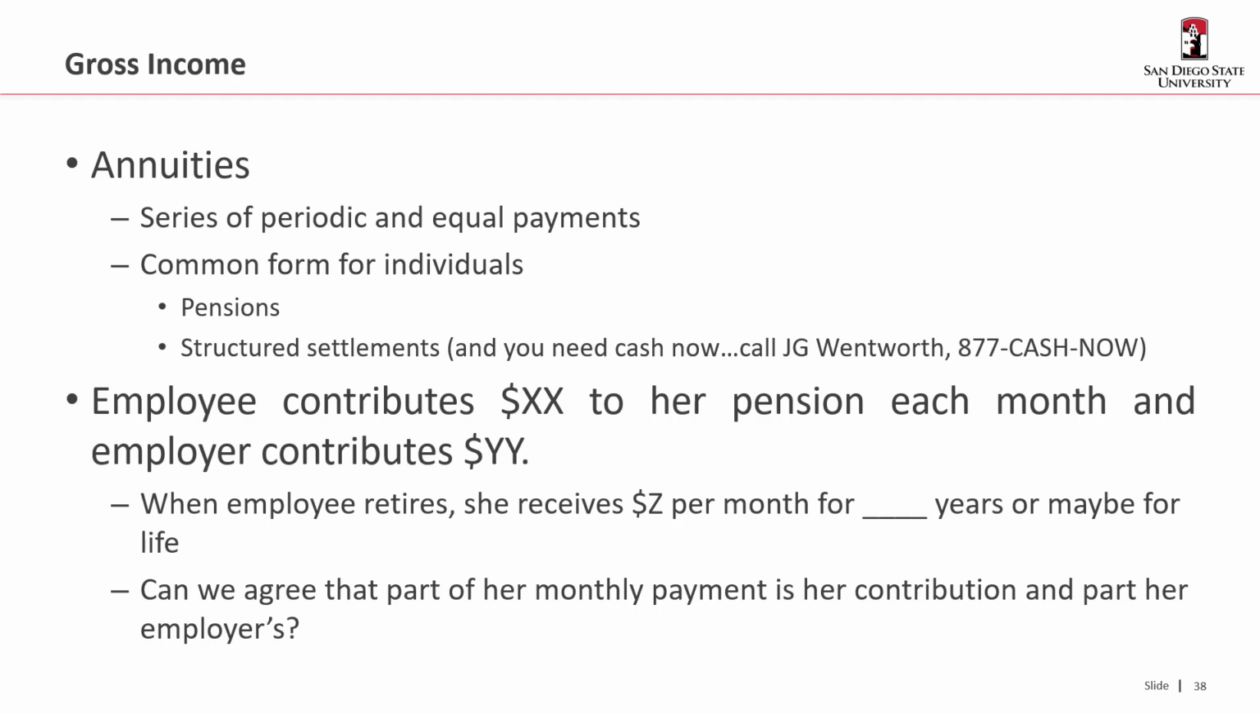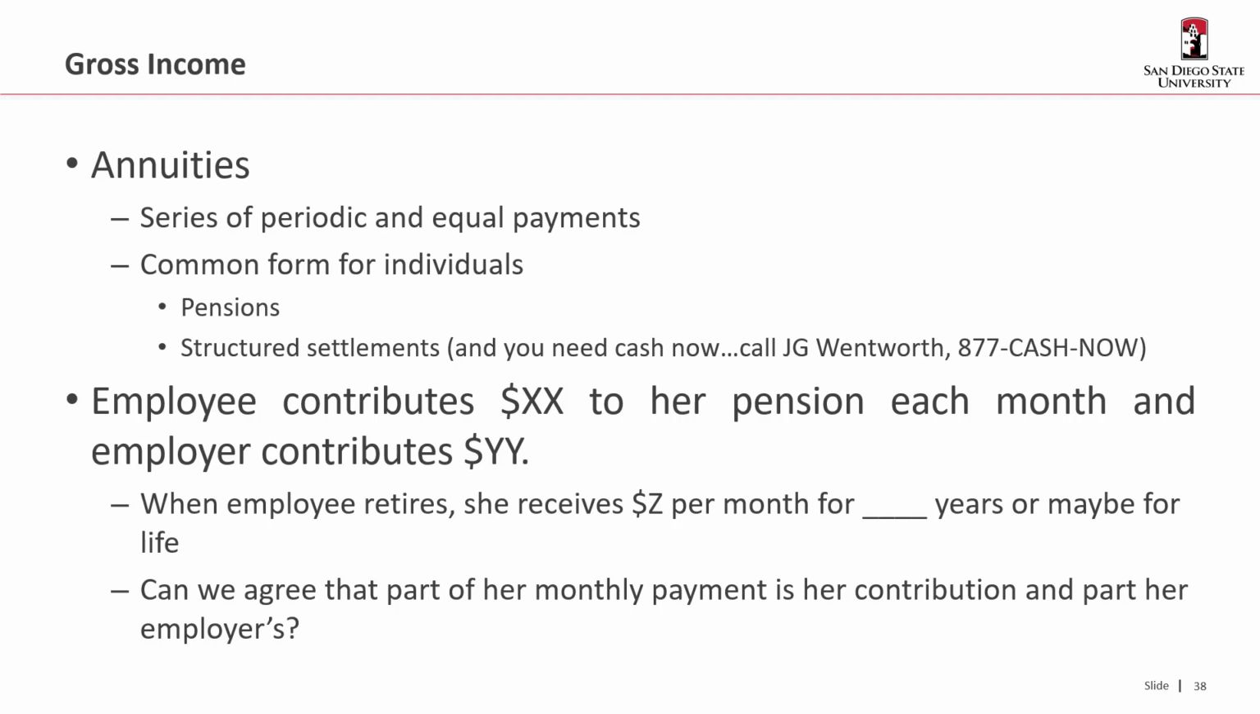So for example, we saw back when we looked at Steve's paycheck, he and his employer were both making contributions to a pension plan. That pension plan builds and builds and builds, and then at some point, because Steve's pension plan is a defined benefit plan, it's going to make a series of periodic and equal payments to him over time. And when it does so, those will be taxable to him then, but not now.